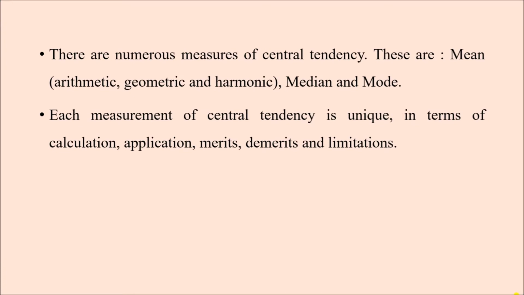The different measures of central tendency are mean, median and mode. Mean can be of three different types: arithmetic mean, geometric mean and harmonic mean. But in medical science, geometric and harmonic mean are rarely used. So whenever we mention mean, we actually mean the arithmetic mean or the average. Each measure of central tendency, whether mean, median or mode, is unique in terms of calculation, applicability, merits, demerits and limitations.